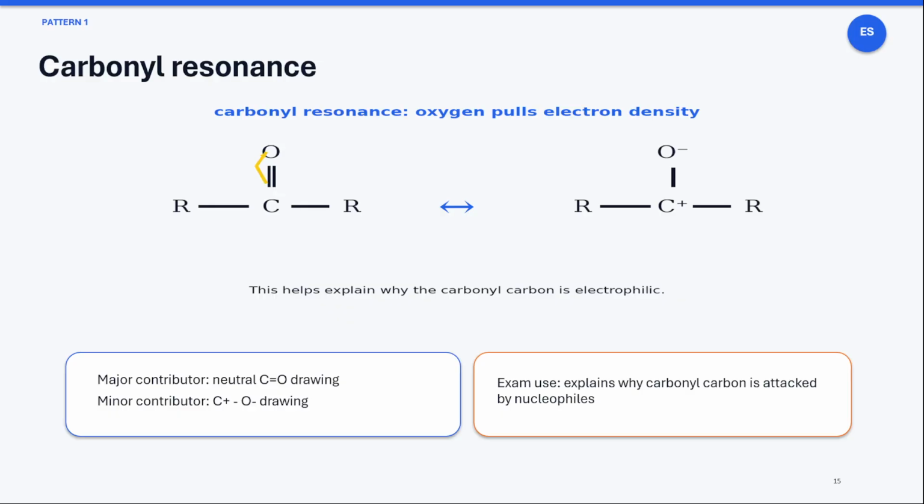Slide 15. Now let's look at carbonyl resonance. A carbonyl is a carbon-oxygen double bond. Oxygen is more electronegative than carbon, so oxygen pulls electron density toward itself. One resonance drawing shows a normal neutral carbonyl. Another drawing shows the pi electrons moved onto oxygen, giving oxygen a negative charge and carbon a positive charge. This charge structure is usually a minor contributor because it has charge separation, but it is useful because it explains why the carbonyl carbon is electrophilic. In simple terms, the carbonyl carbon is electron poor, so nucleophiles like to attack it.